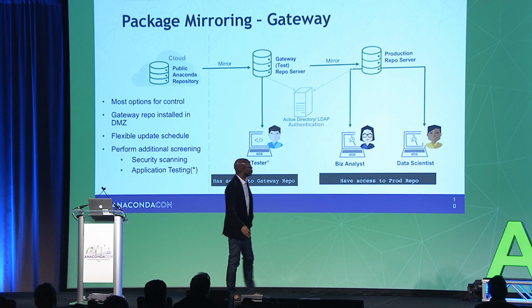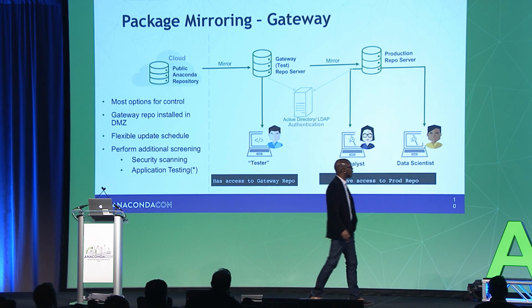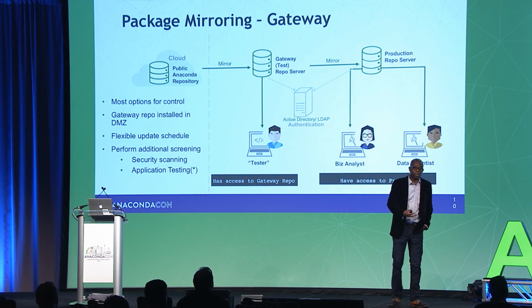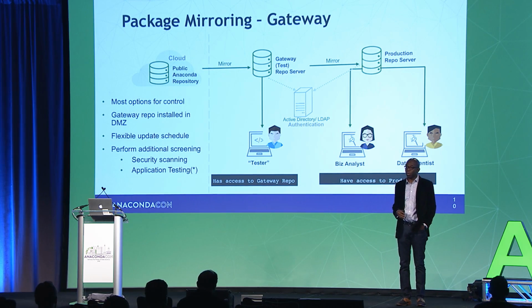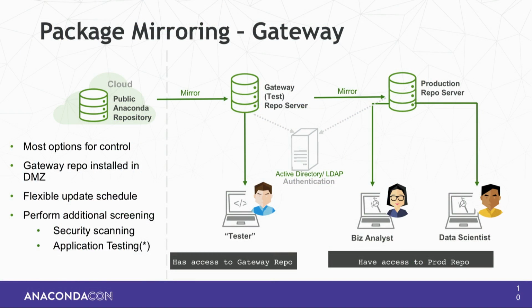Okay. So the third option when it comes to package mirroring is this gateway approach. This can be seen by some as the best of both worlds. I think it gives you the most flexible control, while still giving you flexibility with how often you can update. So in this case, the production repository may sit on a segment that cannot route to our public repository, but there may be a DMZ segment that can. Okay? And you can chain these repositories together as much as you'd like.